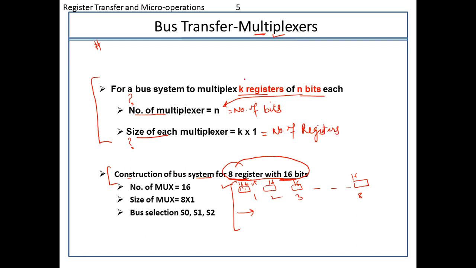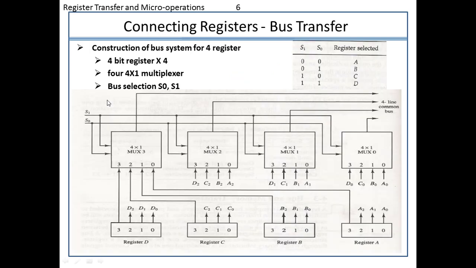So for our case, if I have 8 registers available, each with a capability of 16 bits, it means the number of multiplexers required is 16 for this particular arrangement, and the size of each multiplexer would be 8 cross 1. So this is what has been depicted here. If the multiplexer has this size, then definitely I need 3 selection lines for it, as simple as it is. So let's learn this in more detail by simplifying the example.